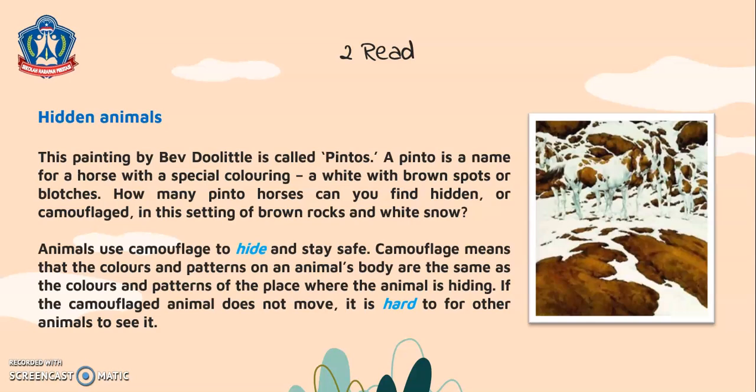Animals use camouflage to hide and stay safe. Camouflage means that the colors and patterns on an animal's body are the same as the colors and patterns of the place where the animal is hiding. If the camouflaged animal does not move, it is hard for other animals to see it.